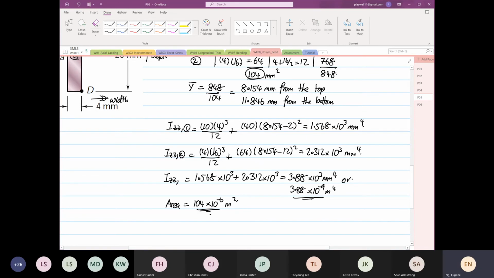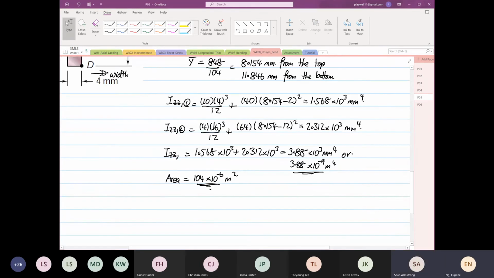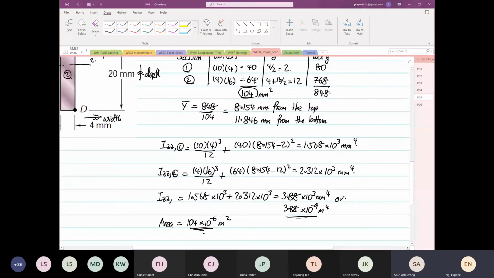So the next thing that we want to find is... Don't you have to add the top section for the area? Yeah, I did. 104 plus 40 plus 64. Oh, yeah. Okay, sorry. You gave me a jump down there. I had a fright.